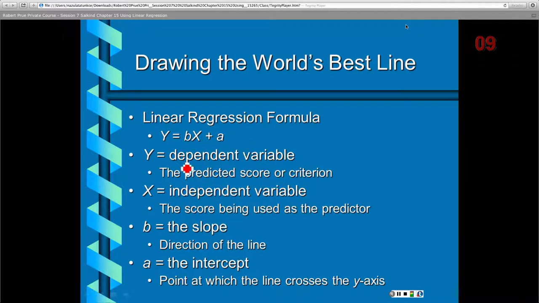the things that we need to remember is that the y variable, and the y is always the one that stands up, is the one on the left, is the dependent variable. It's the thing that we're trying to predict. The x variable is the independent variable, the score being used as the predictor. So that would be high school GPA in this example, GRE in the example that I gave earlier.